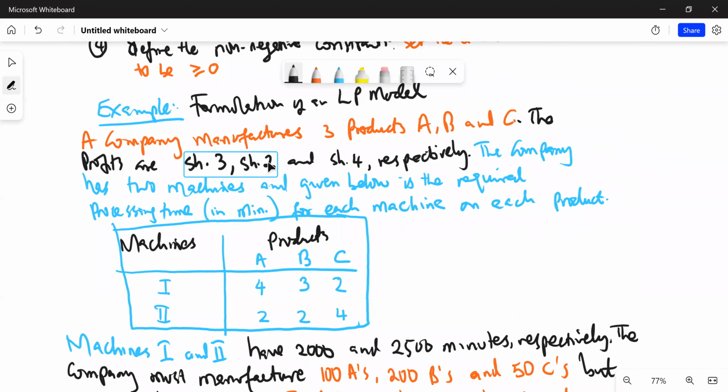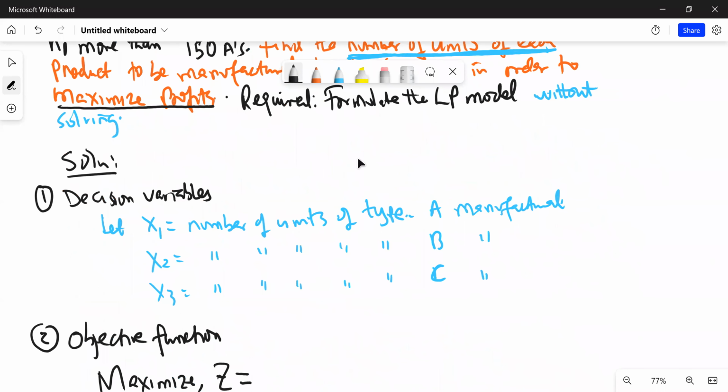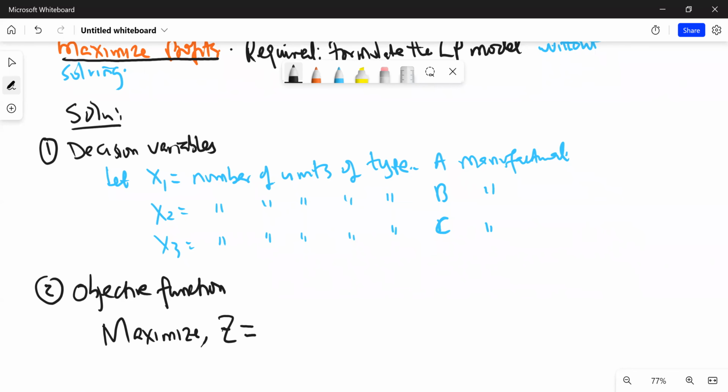Then the profit for type B products is 2 shillings. And we are manufacturing X2. And then for type C, we are manufacturing X3. And each one of those will be giving us 4 shillings. So the total profit will be given by this formula here, 3X1 plus 2X2 plus 4X3. So this is the formula that will give us total profit.